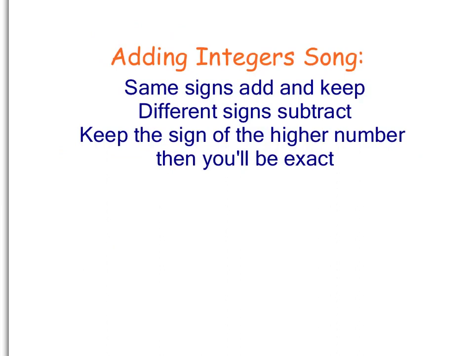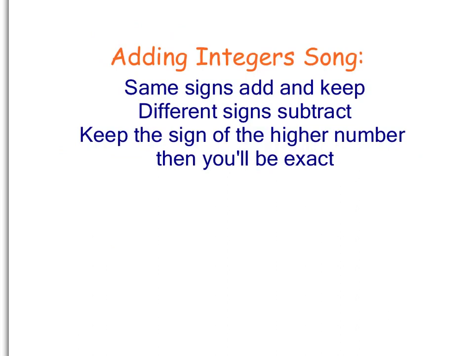Same signs add and keep, different signs subtract. Keep the sign of the higher number, then you'll be exact. One more time, you can try it with me at home. Same signs add and keep, different signs subtract. Keep the sign of the higher number, then you'll be exact.